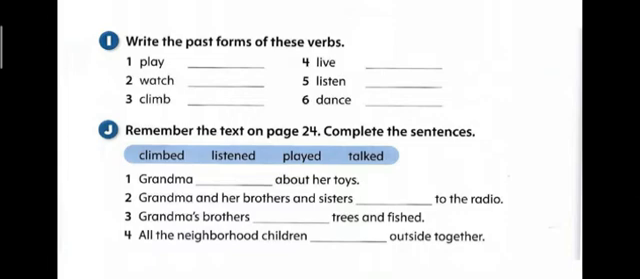Remember the text on page 24, complete the sentences. Climbed, listened, played, talked. Number 1, Grandma talked about her toys. Yes, she talked about her toys. That's correct. Number 2, Grandma and her brothers and sisters listened to the radio. That's correct. They listened to the radio.